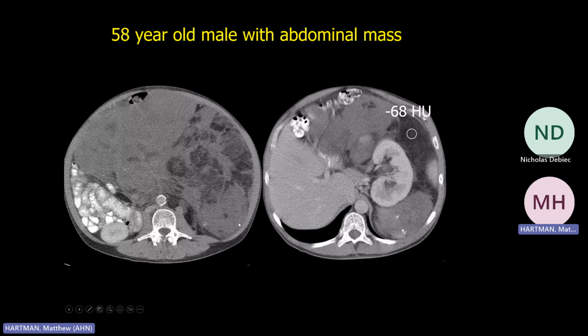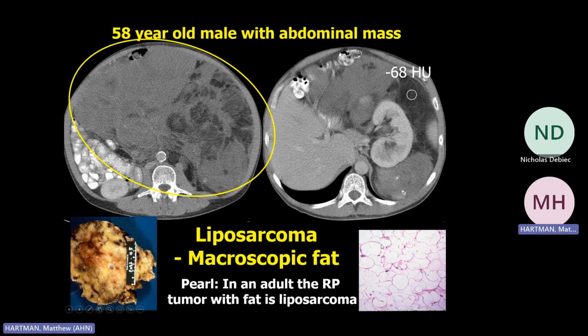So what do we have here? We have a large retroperitoneal mass, and you see the low density, and measure it, negative 68 Hounsfield units. We have macroscopic fat. This is liposarcoma until proven otherwise. Note the bowel being displaced by this large process. Again, under the microscope, we get the macroscopic fat, liposarcoma.